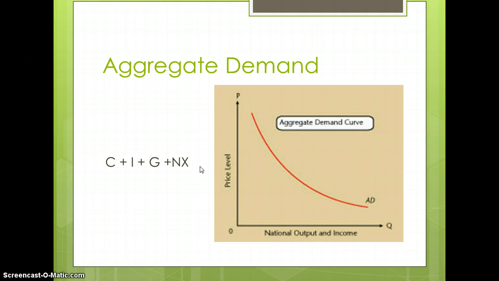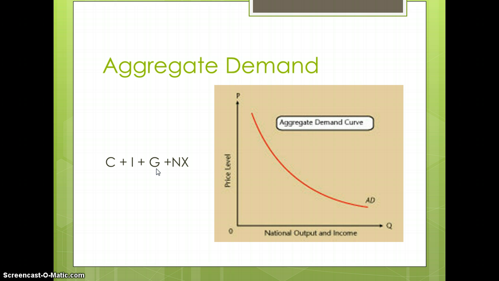So remember, aggregate demand is basically everything we buy, everything we invest in, everything the government spends, and then our exports minus imports. It is the demand for all goods and services, usually within a country. Usually we keep track of it by year.